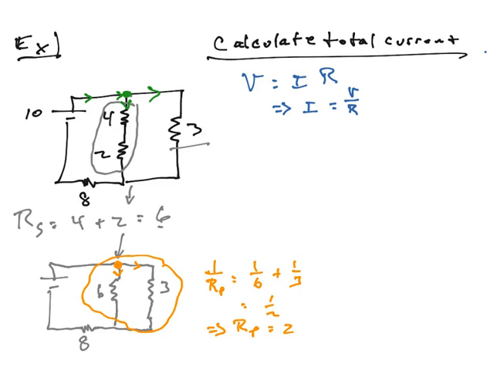So now what do we have? Now what I've done is I've combined that parallel set of 6 and 3 to create a single resistor whose resistance is 2. Now I'm going to draw the equivalent circuit. So the 6 and the 3 are now one thing, and that one thing has a resistance of 2, and the 8 is still sitting down here.